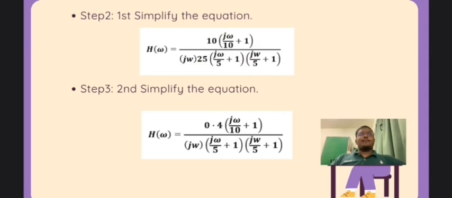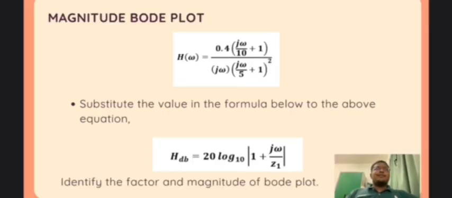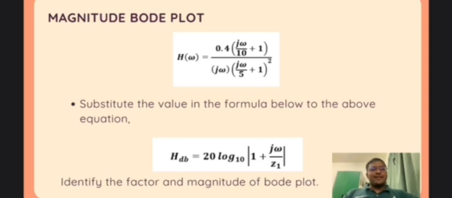Magnitude plot. H(jω) equals 0.4(jω/10 plus 1) over (jω)(jω/5 plus 1) to the power of 2. First, you have to substitute the value in the formula below into the above question. And then you have to identify the factor and magnitude of the Bode plot. Next, I will give it to my teammate, Rineshwar.